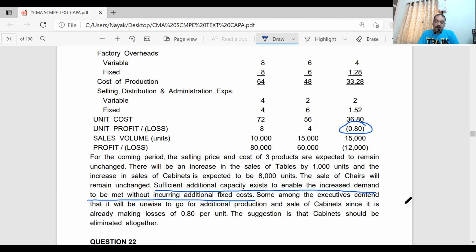So first what we'll do is, we'll calculate the overall profit of the company. Okay, that is 80 plus 60, 140 minus 12, that is 1,28,000. We'll show the working of that under the marginal costing system, that is a statement of marginal cost. Then we'll show the additional sales income that is going to arise from the sale of an additional 8,000 units of cabinets and 1,000 units of tables. Okay, and then we will see whether we have to cancel the entire production of cabinets or we have to continue. And if so, why? If cancel, then why? If not to cancel, then why? Okay, so let us see.